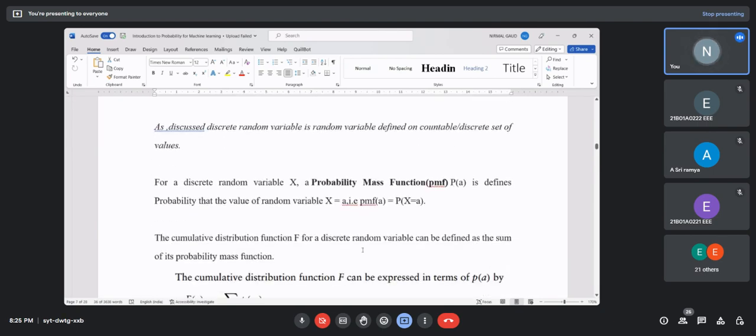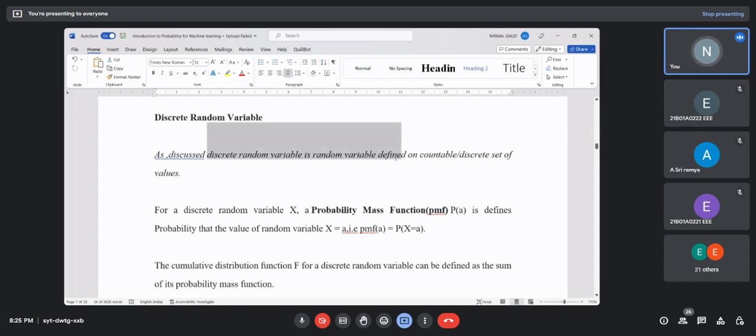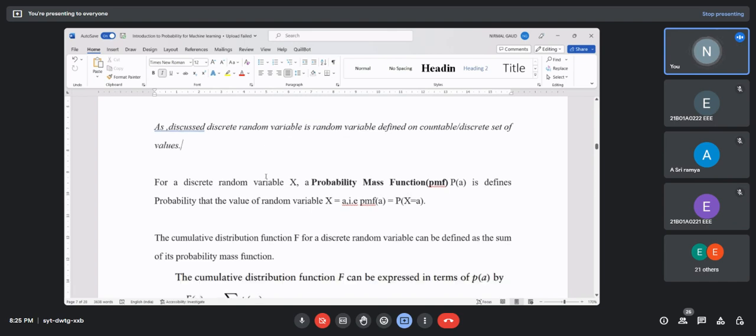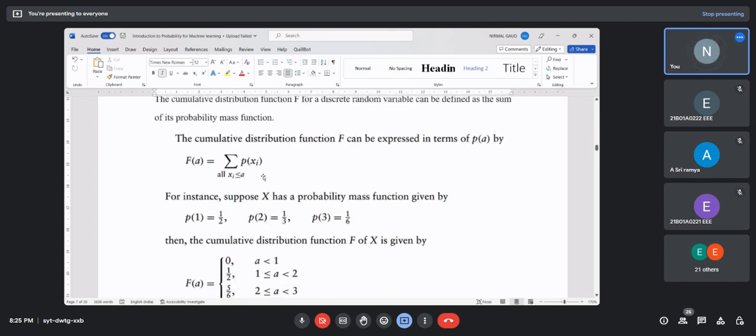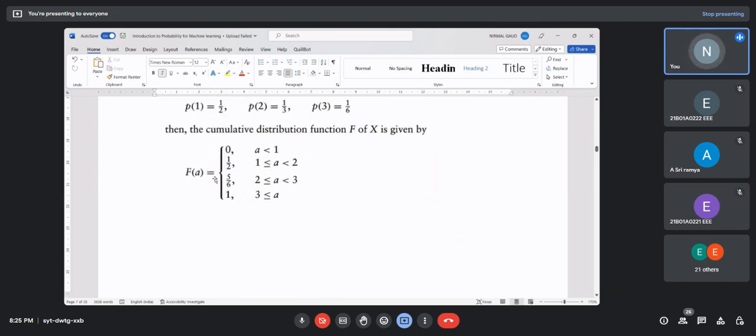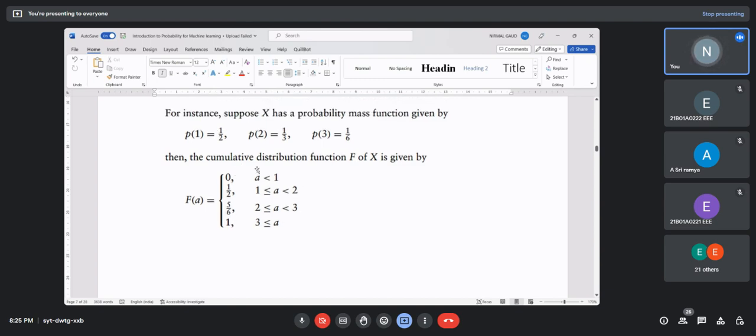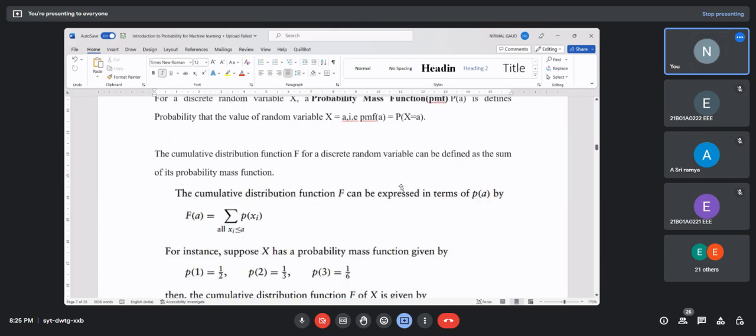So, a discrete random variable is a variable defined over a countable or discrete set, for example 0 and 1. This is a cumulative distribution: 0, 1/2, 5/6, 1. This kind of function is based upon the cumulative distribution function.